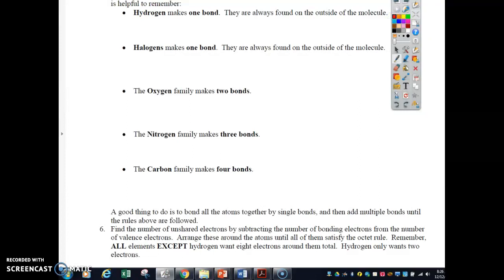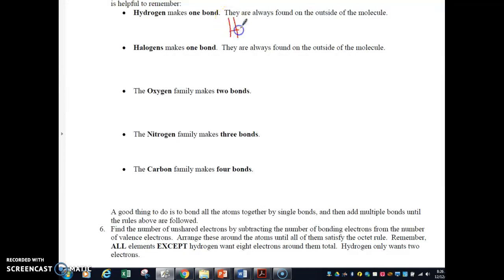Hydrogen has a tendency to make one bond. They're always found on the outside of the molecule. The reason for that is hydrogen has one valence electron that is able to share with another atom.